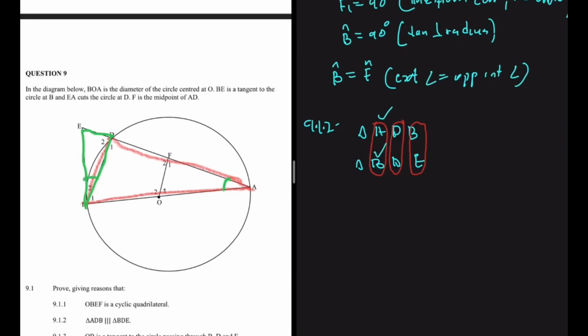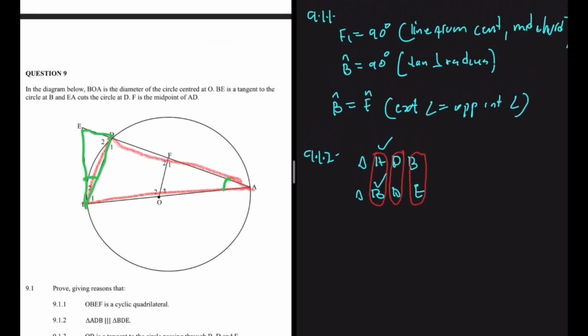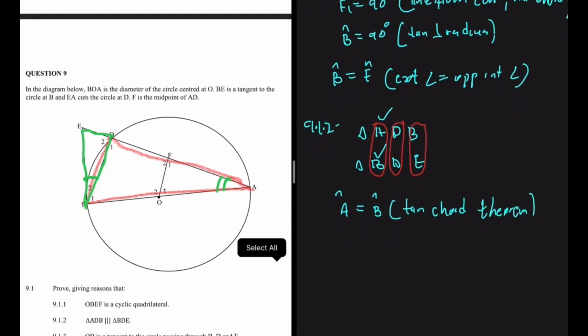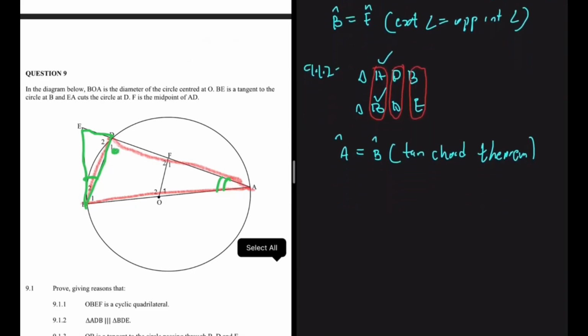So let's go to our keywords and see which keyword we can use. You can already see that we're going to use the tangent, because EB is a tangent and BD subtends angle A. So already here we can say that angle A is equal to angle B. And then why are we saying that? This is because of the tan chord theorem. And now we can go ahead and see that angle D in triangle ADB is equal to angle D in triangle BDE. So we're saying that this angle here should be equal to this angle here. Which keyword are we going to use?